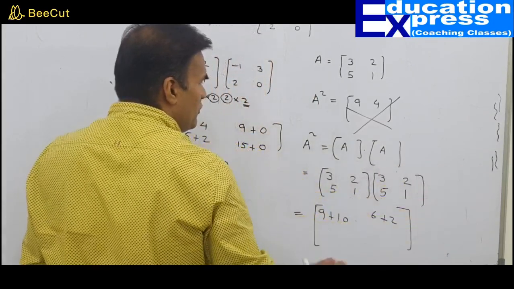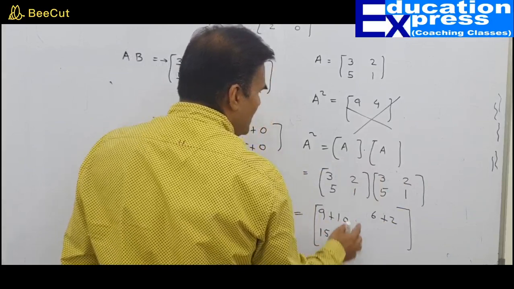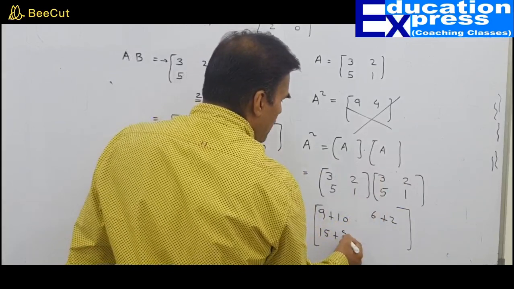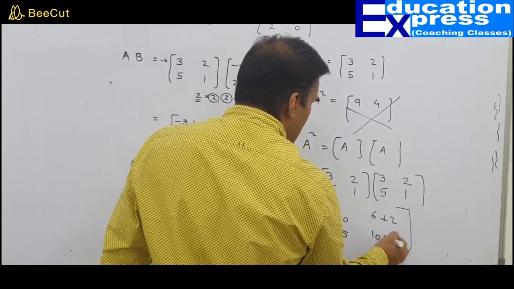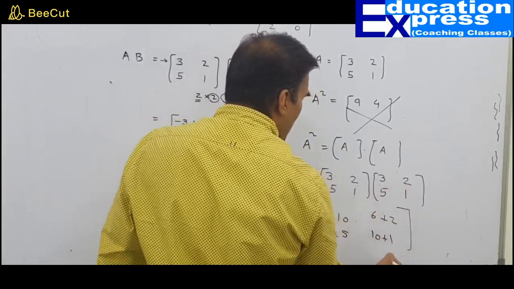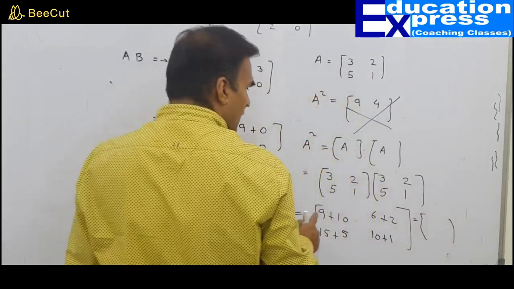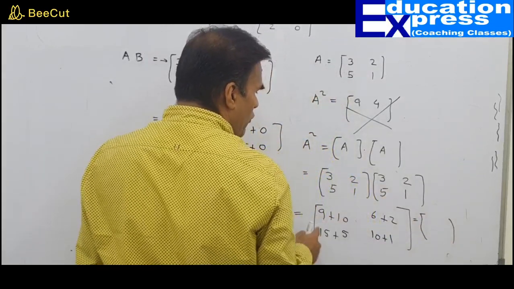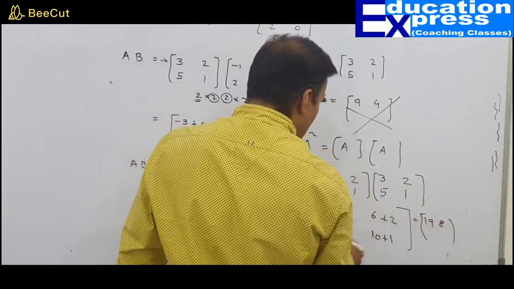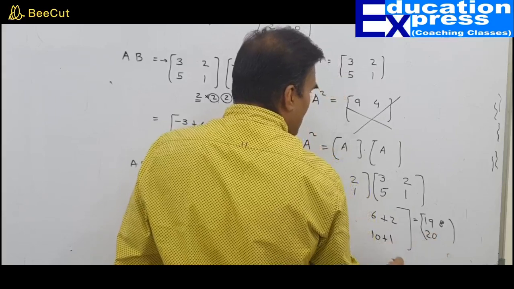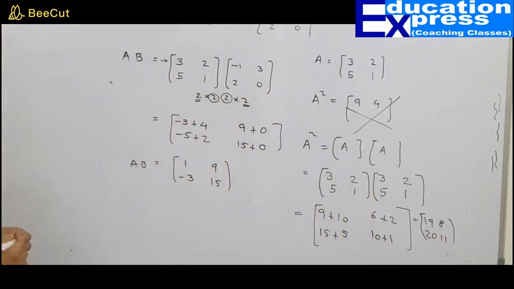Leave the first row. Move on to the next row. 5 3s are 15 plus 5 into 1, 5. Done. 5 2s are 10 plus 1 into 1, 1. And what do you get? Please do the addition subtraction operation. Here we have only addition operation. 19, 8, 20 and 11. So this is how we can find out the value of A square.